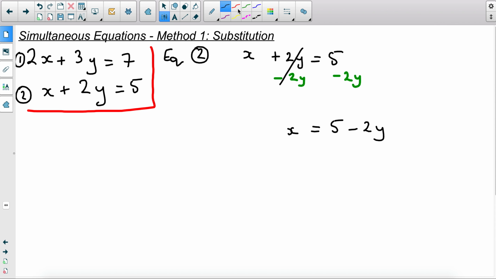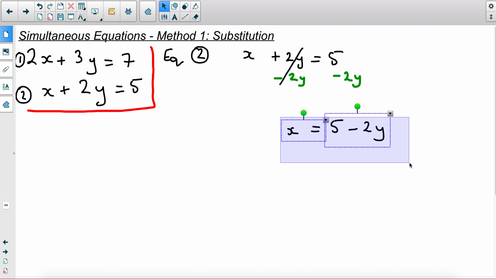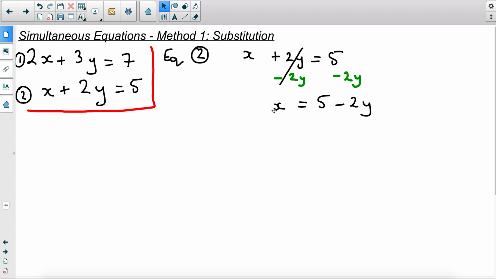So what I'm doing right now is representing x using y, which means that I can easily replace any x that I see in my simultaneous equation with this expression. Try to understand that now that I've written them as equals, x is exactly equal to 5 minus 2y. So I can use either representation for x. I can either write x whenever I want x, or I could write 5 minus 2y whenever I want x.